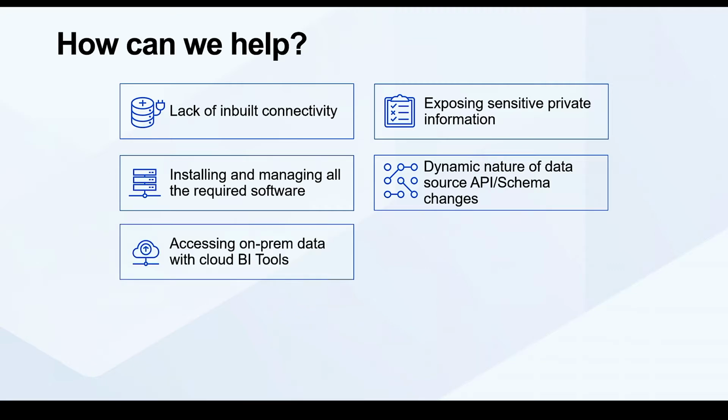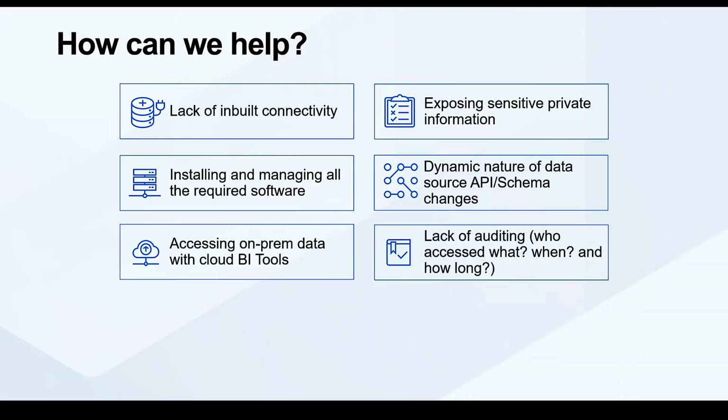Again, while accessing the on-premise data from cloud BI tools, Hybrid Data Pipeline has an innovative technology which helps you access the on-premise data without creating any holes in the firewall, as well as not using any less secure or questionable VPN solutions, right? So that's where also we can help you.